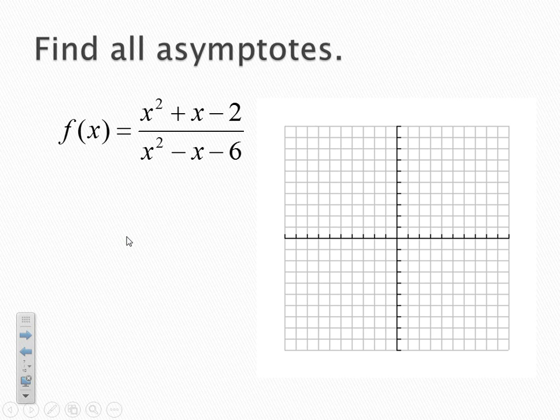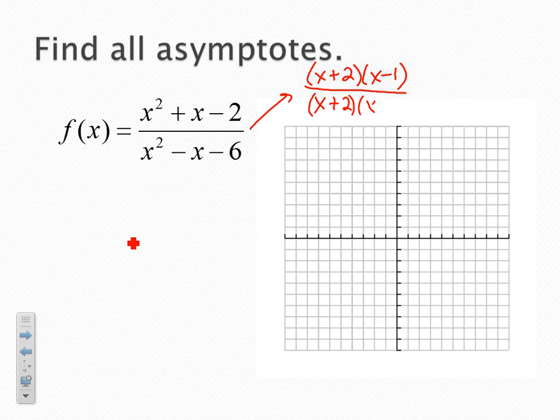All right. So the first thing I'm going to do here is simplify this graph. And I can factor this one, so let's factor this out here, numerator and denominator. This would factor into x plus 2 and x minus 1. Our denominator would factor into x plus 2 and x minus 3.